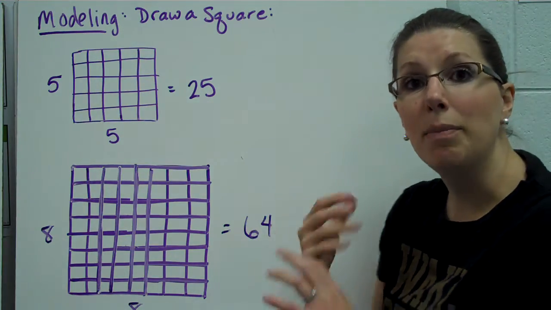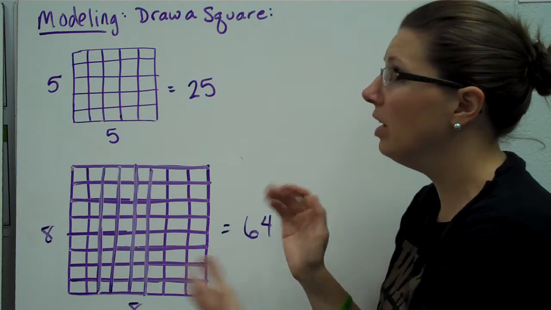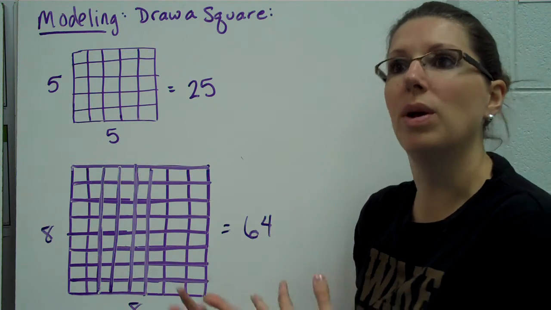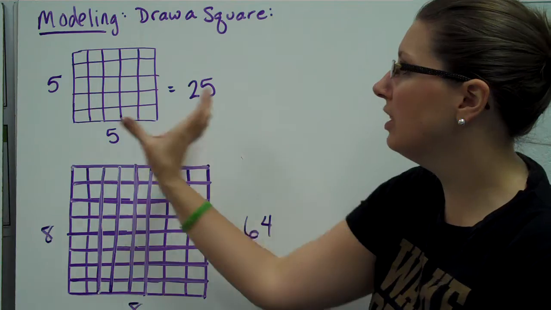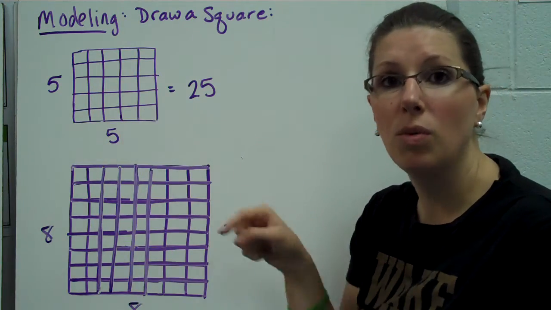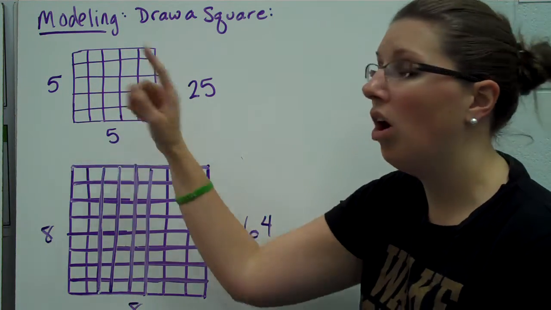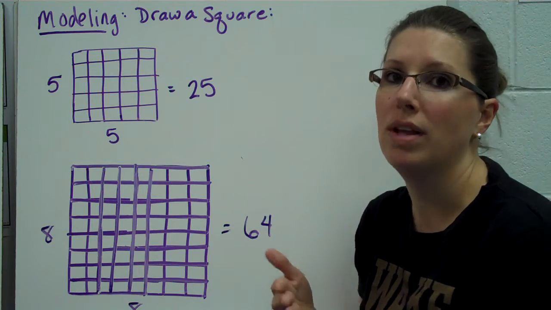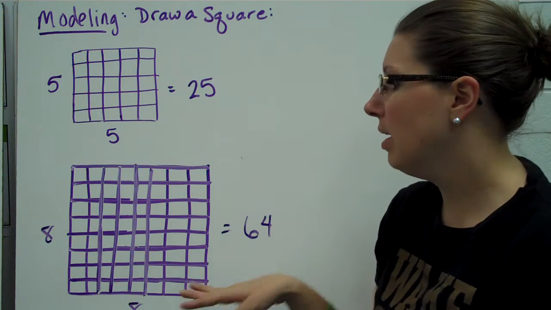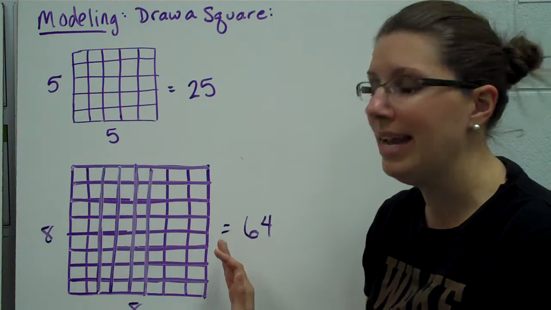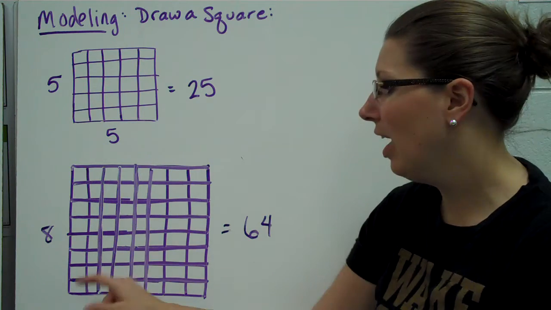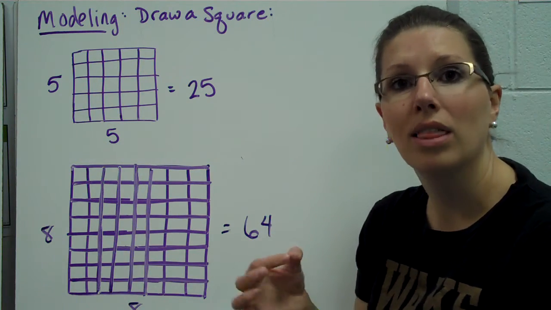We can take a picture of a square, and that's basically what we're doing. We're squaring numbers. So if I took a 5 by 5 square and I counted all of the pieces, it would make 25 pieces. Same thing with this one down here. This is an 8 by 8 square. Altogether, I've made 64 little pieces.